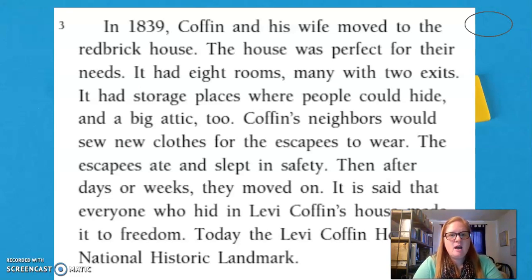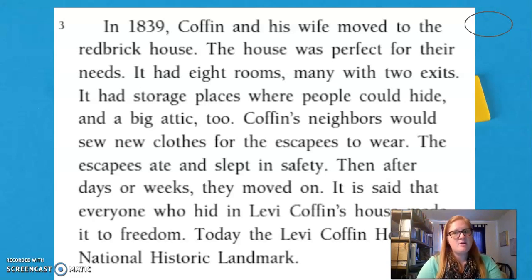In 1839, Coffin and his wife moved to the red brick house. The house was perfect for their needs. It had 8 rooms, with many with 2 exits. It had storage places where people could hide and a big attic too. Coffin's neighbors would sew new clothes for the escapees to wear. The escapees ate and slept in safety. Then, after days or weeks, they moved on. It is said that everyone who hid in Levi Coffin's house made it to freedom. Today, the Levi Coffin House is a National Historic Landmark.